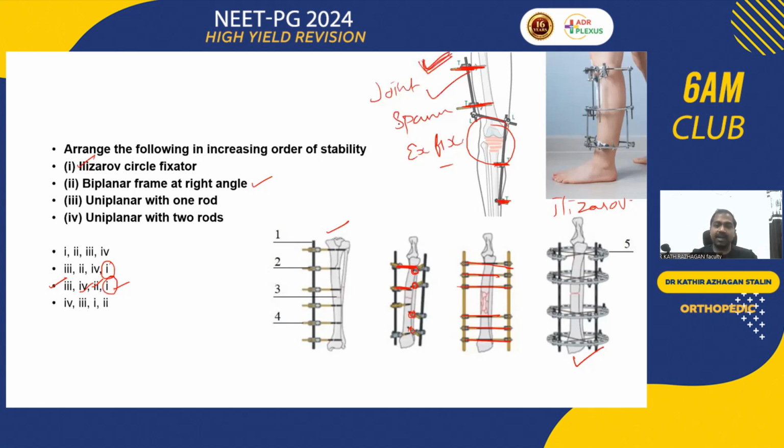Joint spanning knee fixator, or they can ask this as a proximal tibia fracture with gross comminution and possible compartment syndrome or open fracture. How would you stabilize it immediately? Then the answer should be spanning the knee joint. I'll put an external fixator.